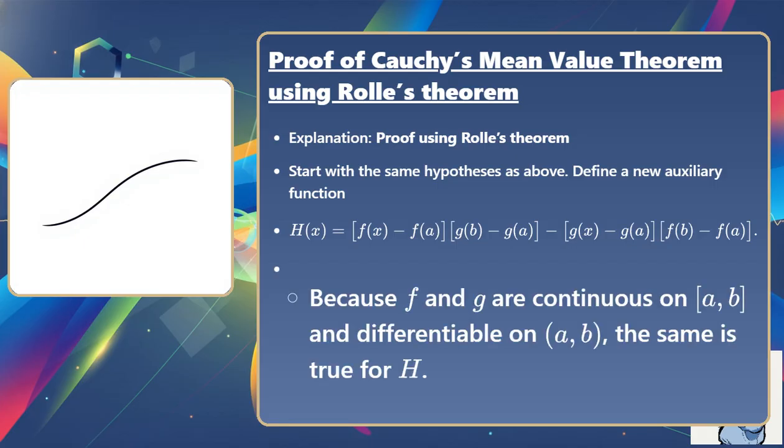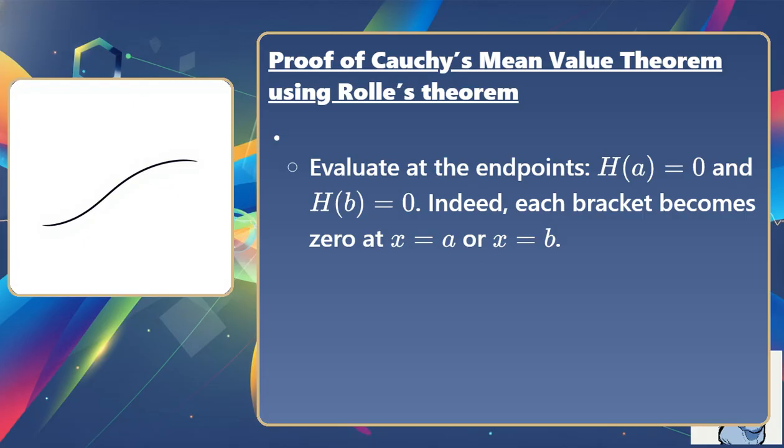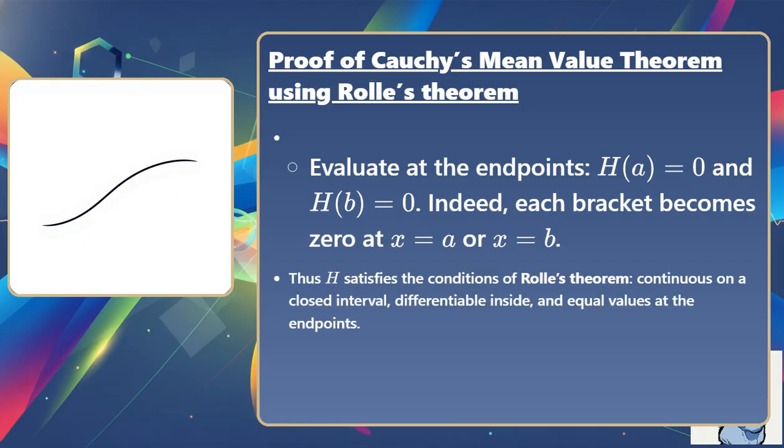Because f and g are continuous on a closed interval a, b and differentiable on an open interval a, b, the same is true for h. Evaluate at the endpoints. h of a equals 0 and h of b equals 0. Indeed, each bracket becomes 0 at x equals a or x equals b. Thus h satisfies the conditions of Rolle's theorem. Continuous on a closed interval, differentiable inside, and equal values at the endpoints. Therefore, there exists a c in the open interval a, b with h' of c equals 0.